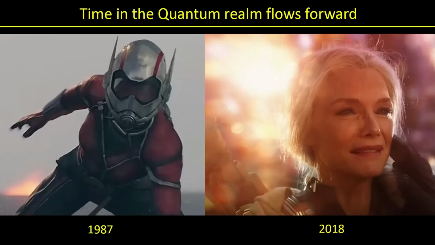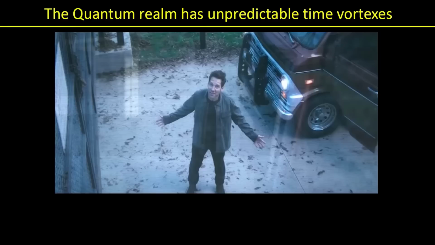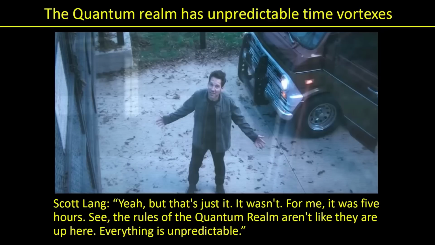Granted, again, the quantum realm is outside time and space. But within it, it flowed normally for her. But if you remember, it didn't for Scott, because Scott fell into a time vortex. Because when he got out in Endgame of the quantum realm, Black Widow said, hey, it's been 5 years. And Scott says, yeah, but that's just it. It wasn't. For me, it was like 5 hours.